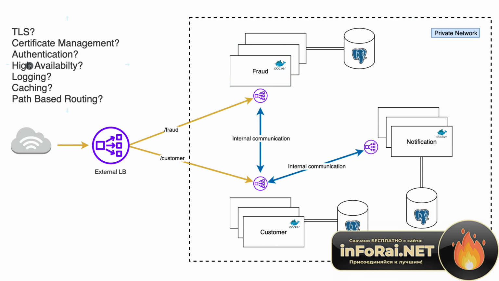How do you make your load balancer highly available, meaning that it's always up and running no matter what? Is it cross-region if you're running your application in multi-region or not? Logging, caching, path-based routing. So in here, you see that instead of having multiple external load balancers for each of our applications, we can just have one. And then based on the path, we can redirect the request to the appropriate internal load balancer.